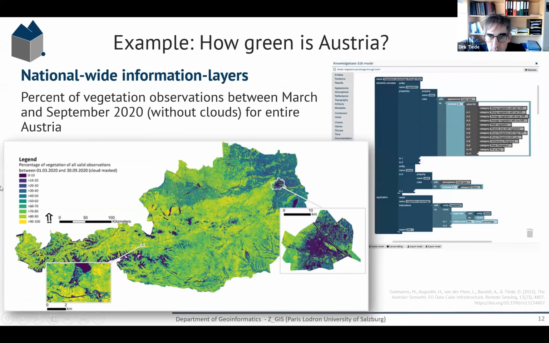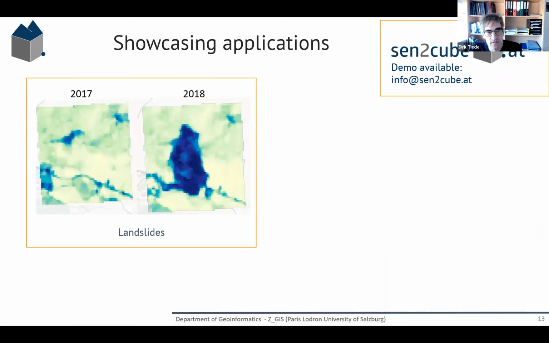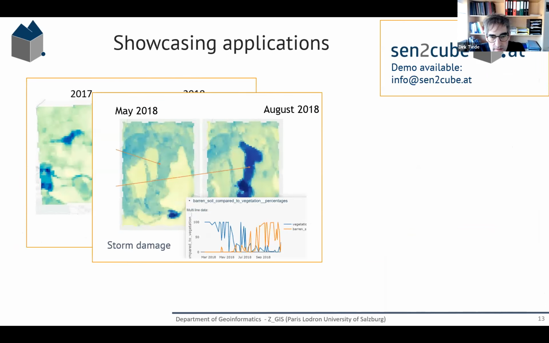So for example, the query on the right, this small Blockly model, gives you a nationwide information layer about how green Austria is. You see on the left the result, where just the observed vegetation is aggregated. And with that small query, you can do such large-scale queries in the data cube without the need to know any programming language or similar things. It's not so easy to learn that query language as well, I know, but it's beyond programming.